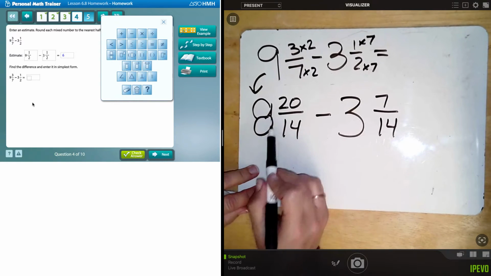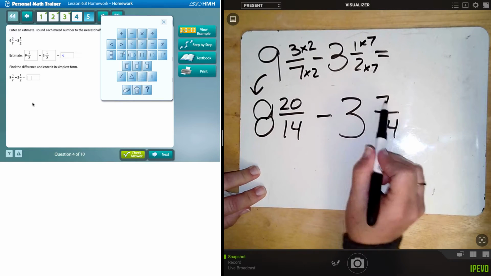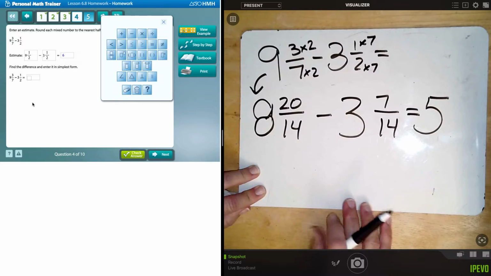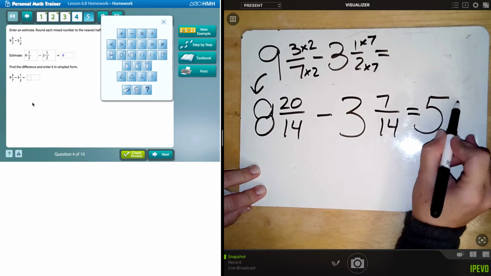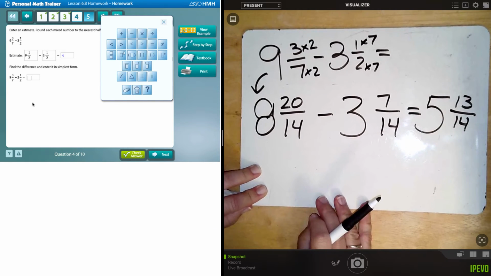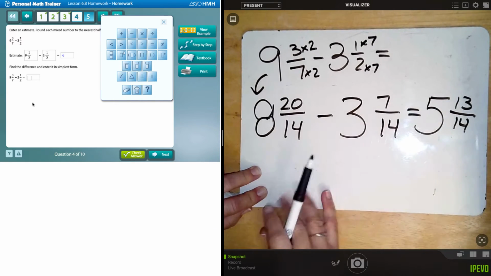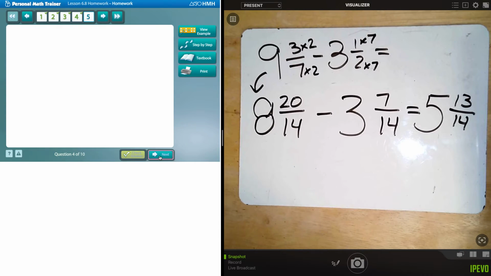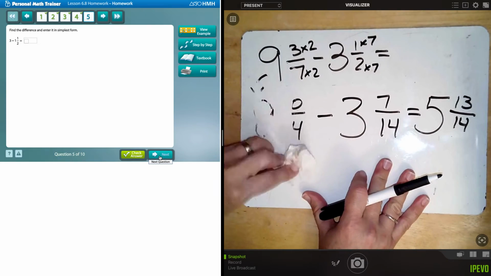All right, so I've got 8 and 20/14 minus 3 and 7/14. 8 minus 3 is 5. 20 minus 7 is 13/14. Those are just one little piece away. Even number, odd number. I can't reduce that anymore. That is it. So I'm going to put my answer as 5 and 13/14. Okay, check my answer. Oh, phew. Okay.